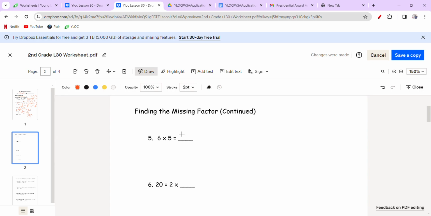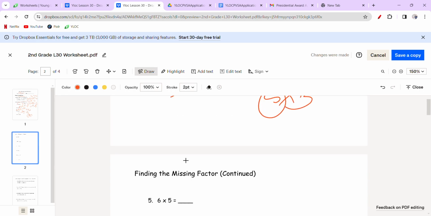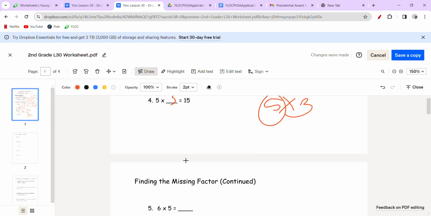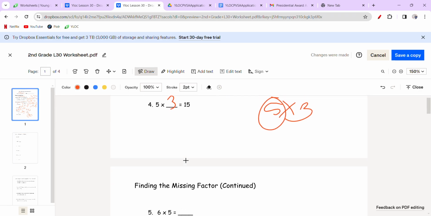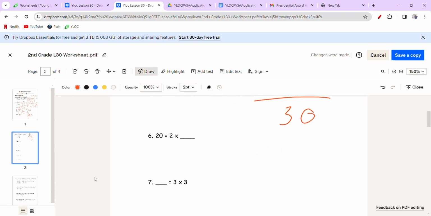But this all comes down to memorization, right? 6 times 5. You can look at the previous one. 5 times 3 equals 15. And then 6 is exactly double the 3, so you would just double 15 by adding it 2 times. Then 15 plus 15 will be 30, right?